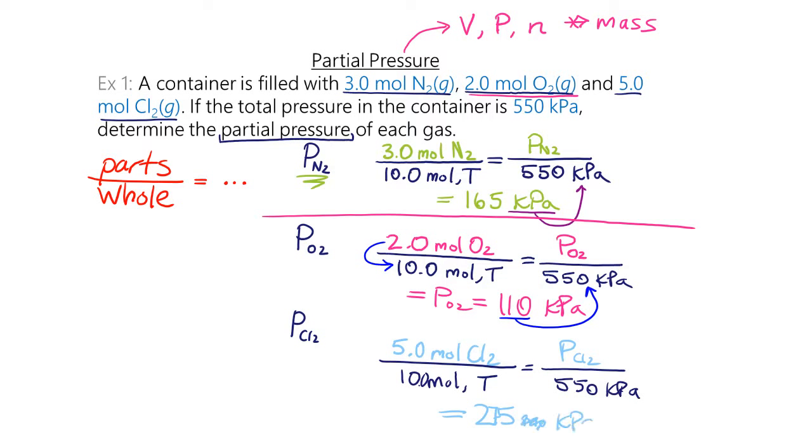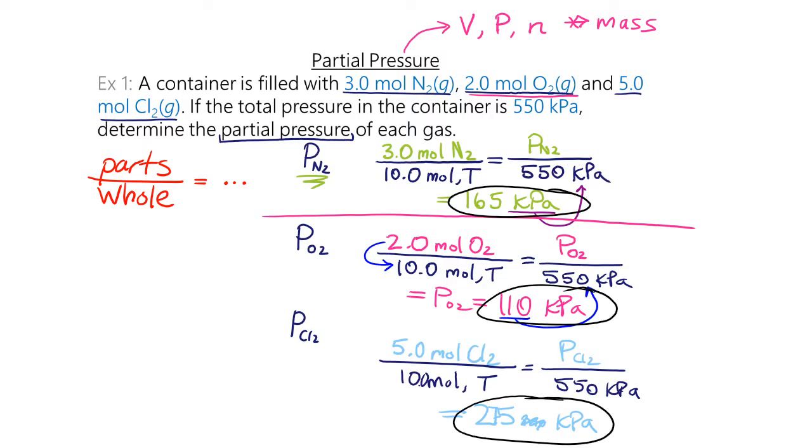Kilopascals. Now look at all the answers: 165, 110, and 275 kilopascals. The sum of all the partial pressures should equal the total pressure.